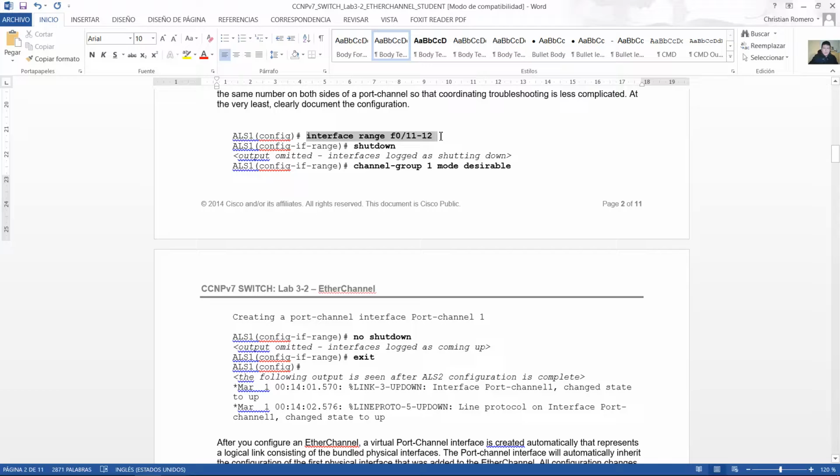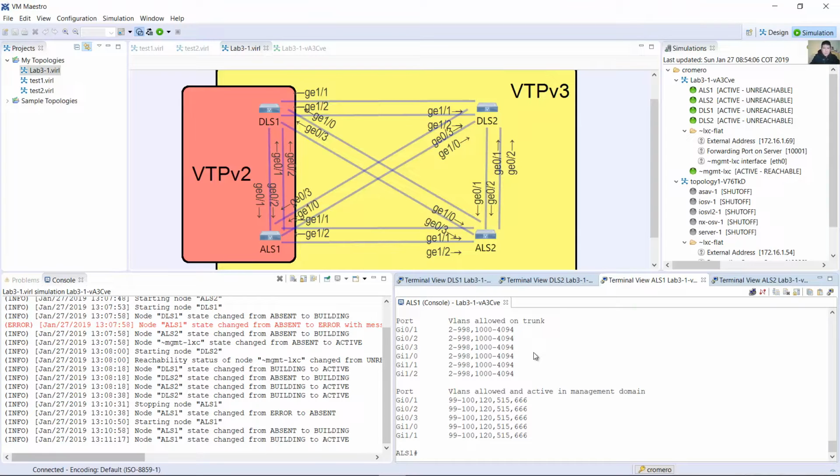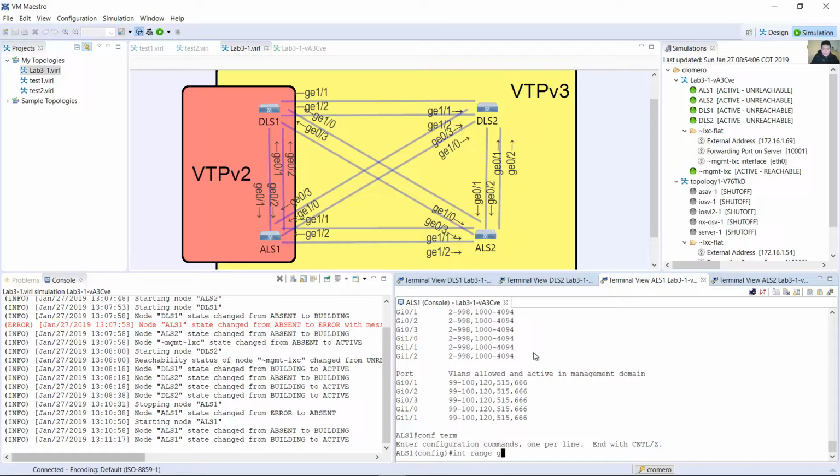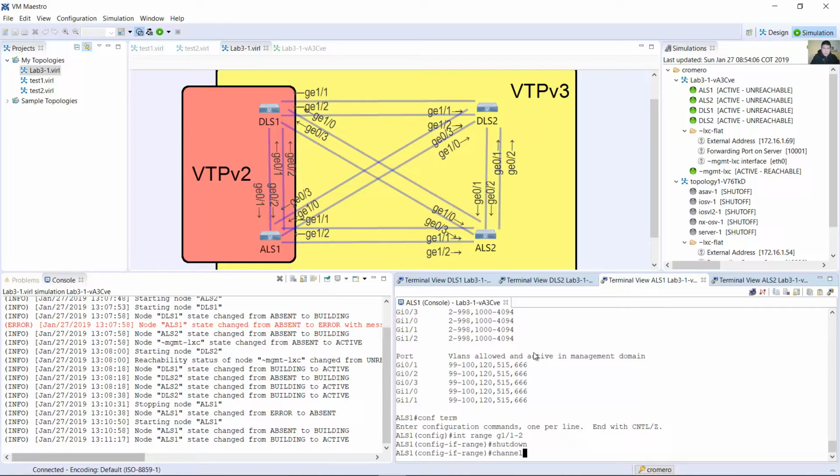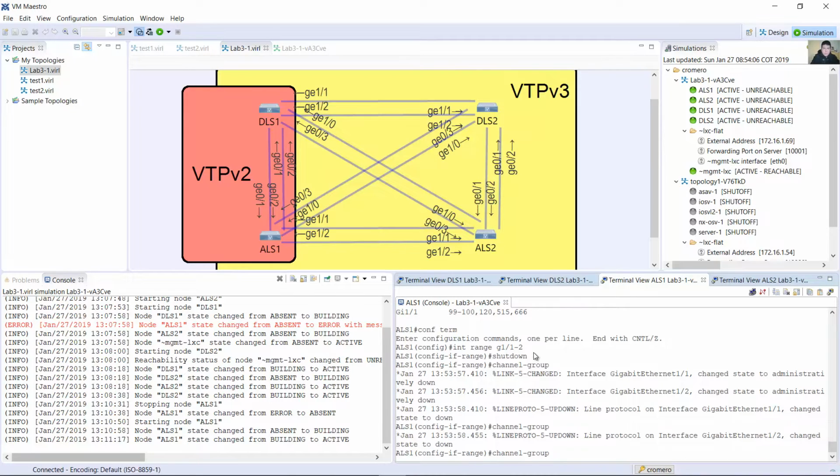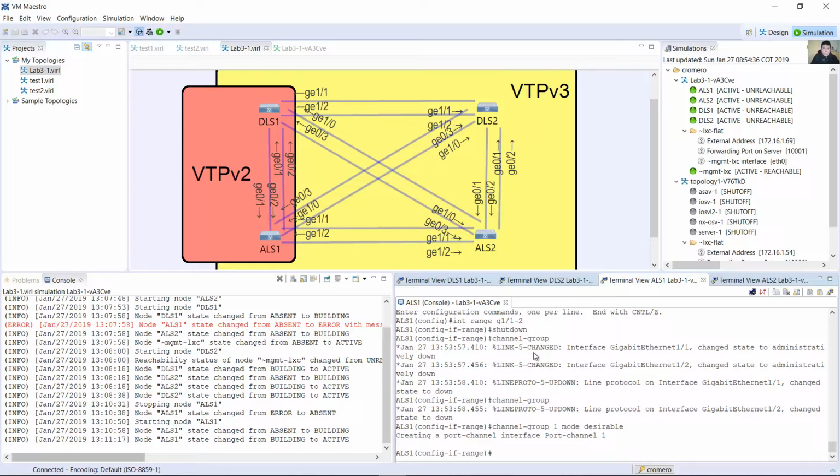Okay, configure both interfaces: shut down, channel group, and no shut down. Okay, ALS1, configure terminal, interface range gigabit 1/1 and 1/2, shutdown, channel group 1 mode desirable. And finally, no shutdown.